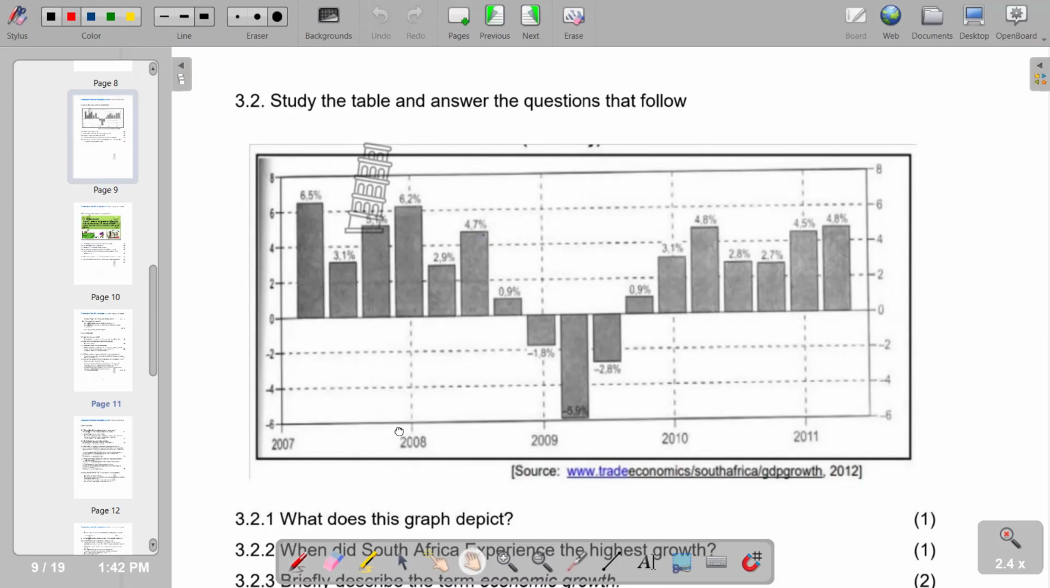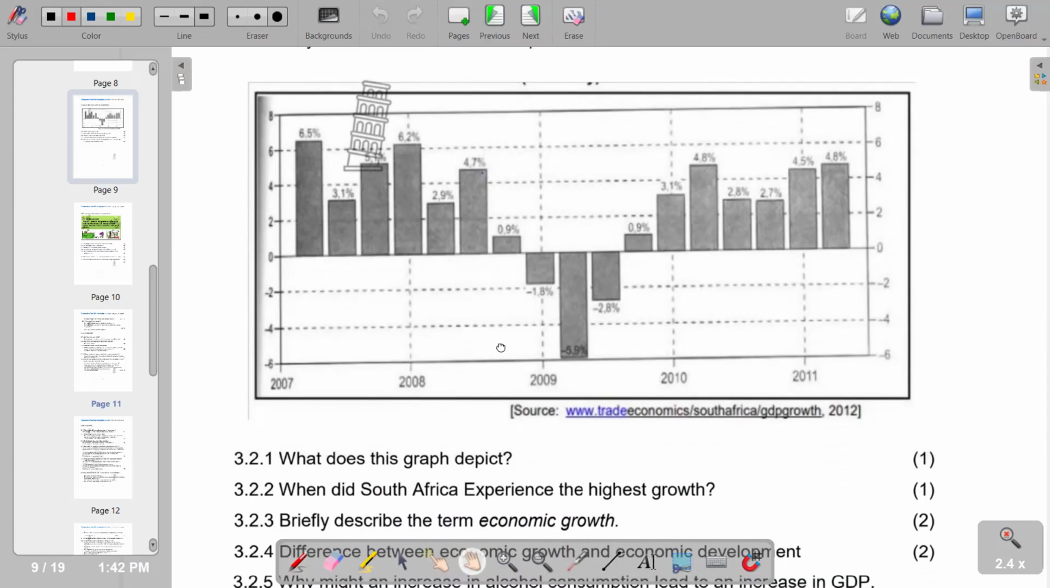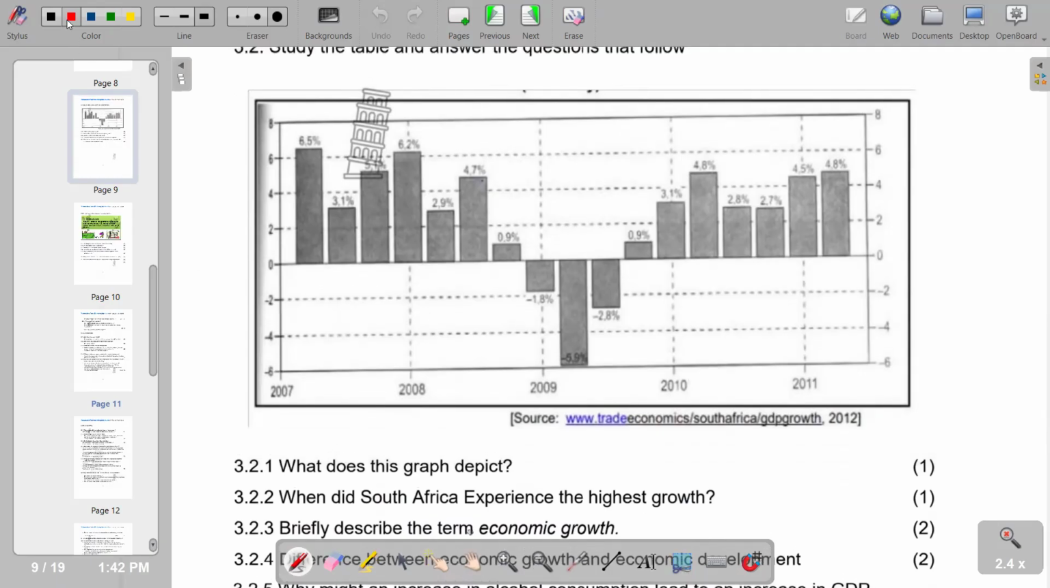So moving on to the next part at 3.2.2, when did South Africa experience the highest growth rate? Obviously, on this side we have a depiction of a decrease in economic growth, but in the upper part we have bars representing increase in economic growth. The highest percentage is 6.5 as indicated here, which is in 2007, the first quarter of 2007. So the first quarter of 2007 is the answer for 3.2.2. Then 3.2.3 is briefly describe the term economic growth. Economic growth basically is represented by the increase in economic activity in the economy.